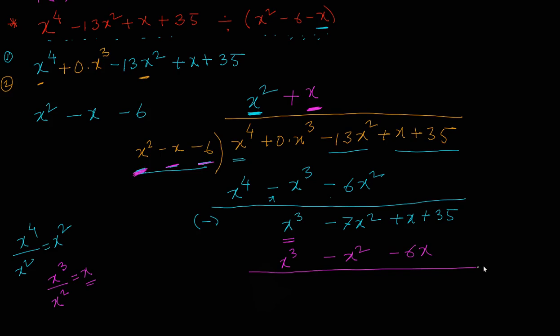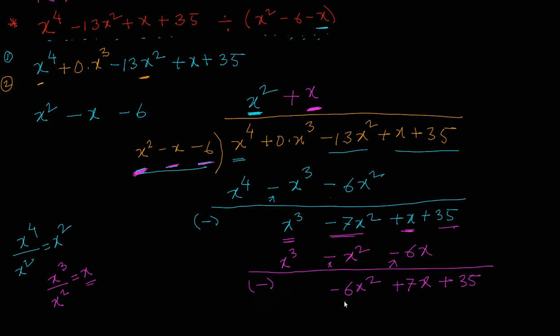And then I'm going to subtract. So of course x cube and negative x cube cancel out. This negative x square becomes positive x square. So negative 7x square plus x square becomes negative 6x square. Then negative 6x becomes positive 6x. So positive x plus positive 6x is plus 7x, and then plus 35. All right, so now let's do the next step.